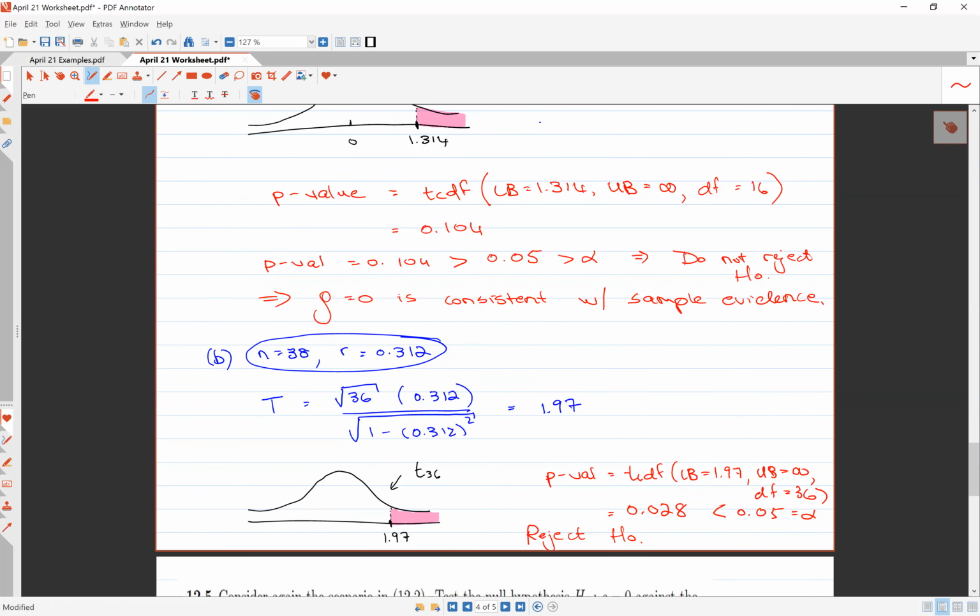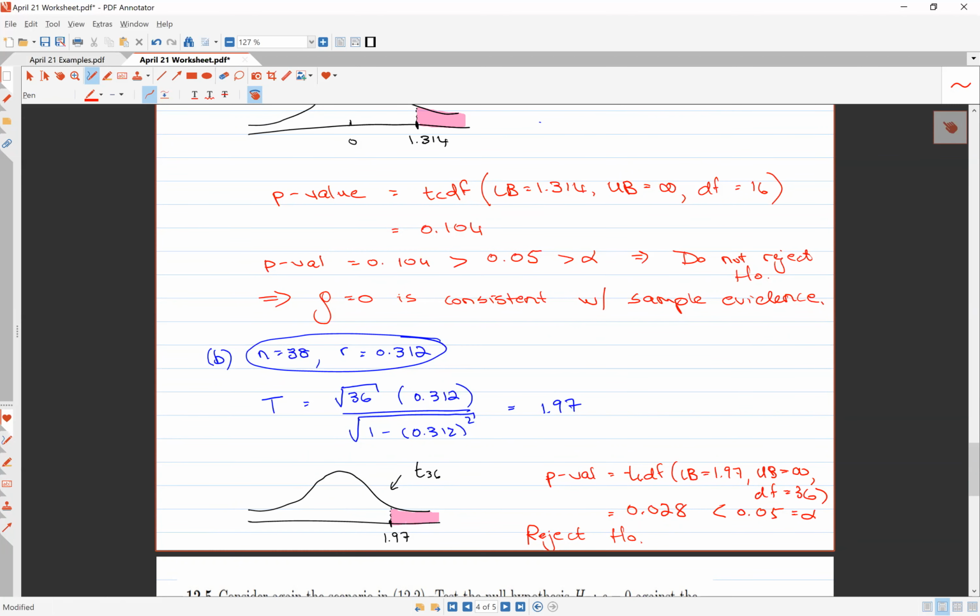Now, I ran out of space on this page, but you would also add an interpretation that says sample evidence is consistent with having a correlation value larger than 0 or having a positive correlation value. That would be how you interpret it in this instance. Any questions about this testing problem? We have one more example similar to this that we'll look at.